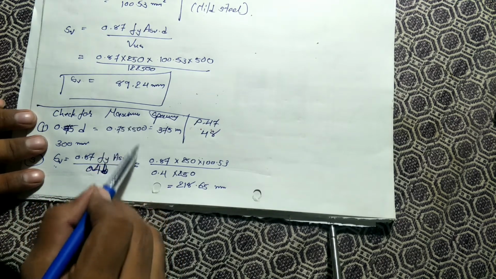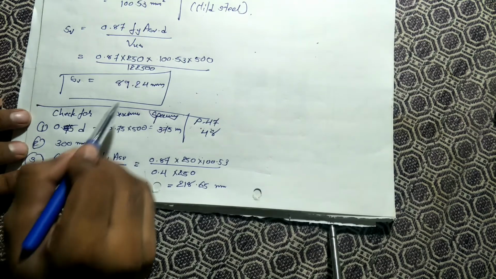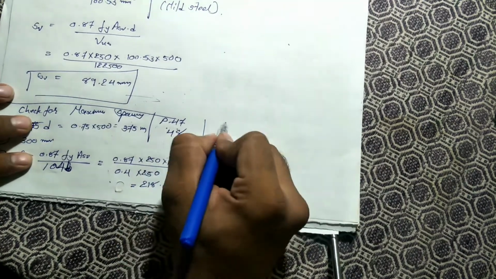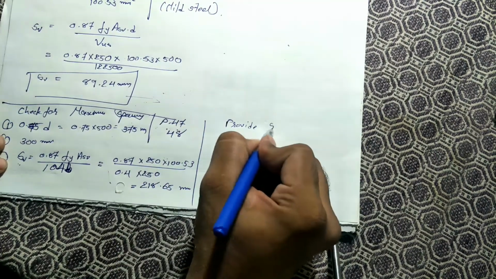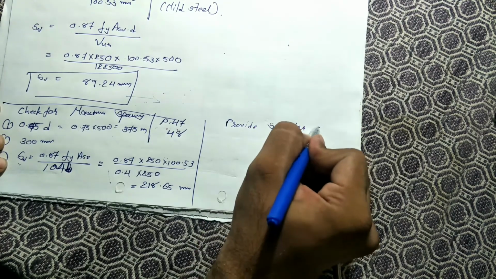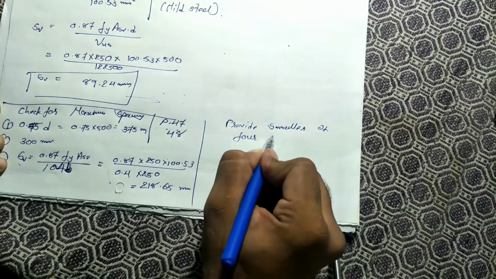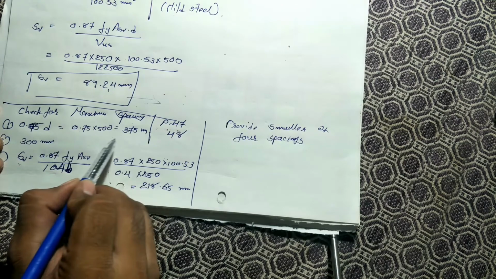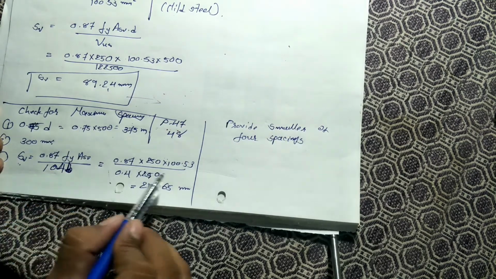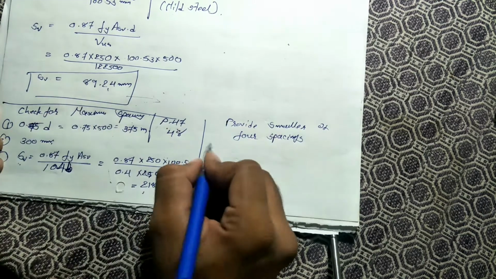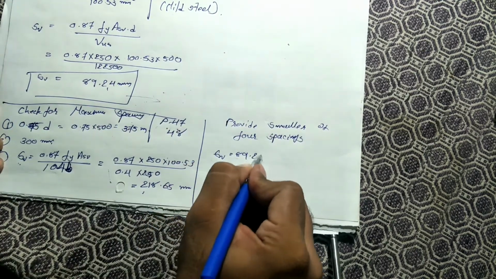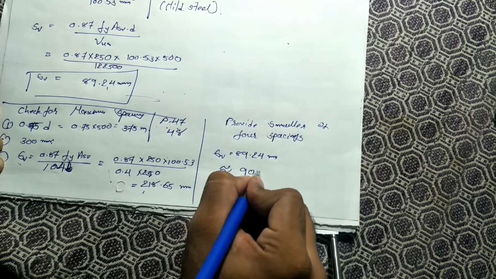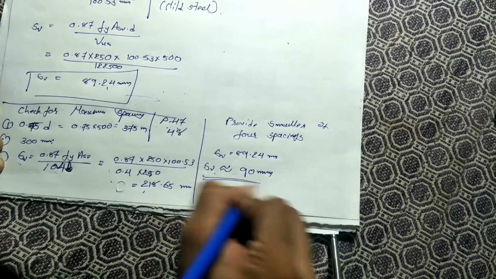So provide the smaller of the 3 in this condition, but we also have this Sv value, so provide the smaller of the 4 values, 4 spacings. This is 1, 2, 3 and 4, these 4 values. So that value is 89.24 mm. Approximately you can say it's 90 mm. This is the Sv we are going to provide.